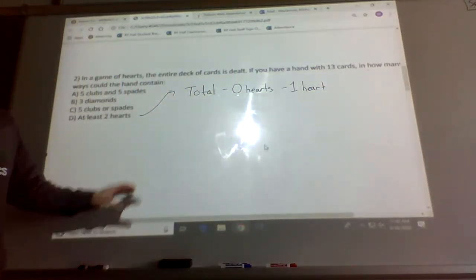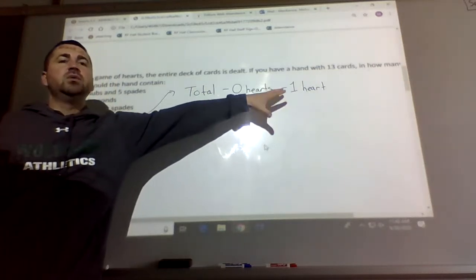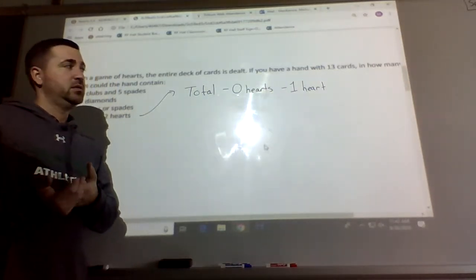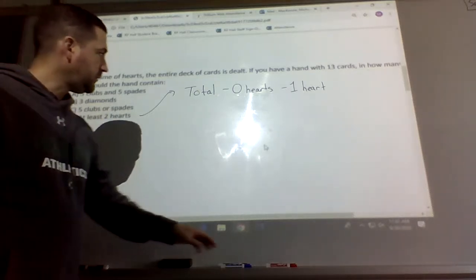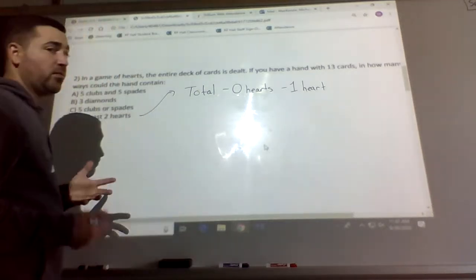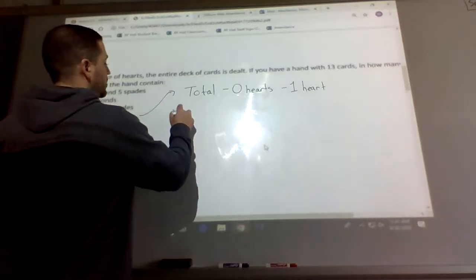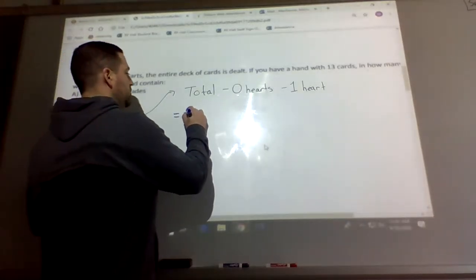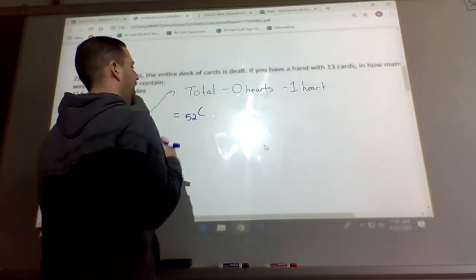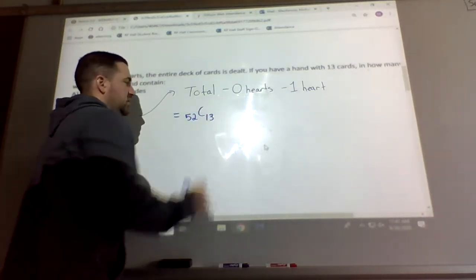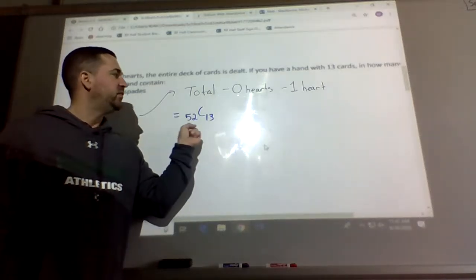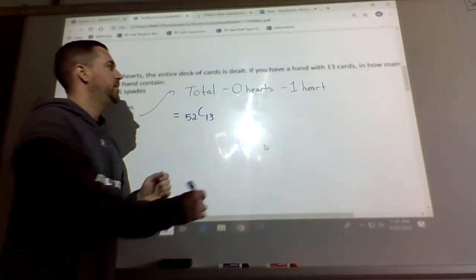Because if I give the total and subtract these two, the remaining would be all the ways I could have 2 hearts all the way up to 13. So what's the total number of ways I could have cards in my hand? Well, there's 52 cards in total, and in your hand you get 13. Out of the 52 cards, we could have any 13 cards. So it's 52 choose 13.